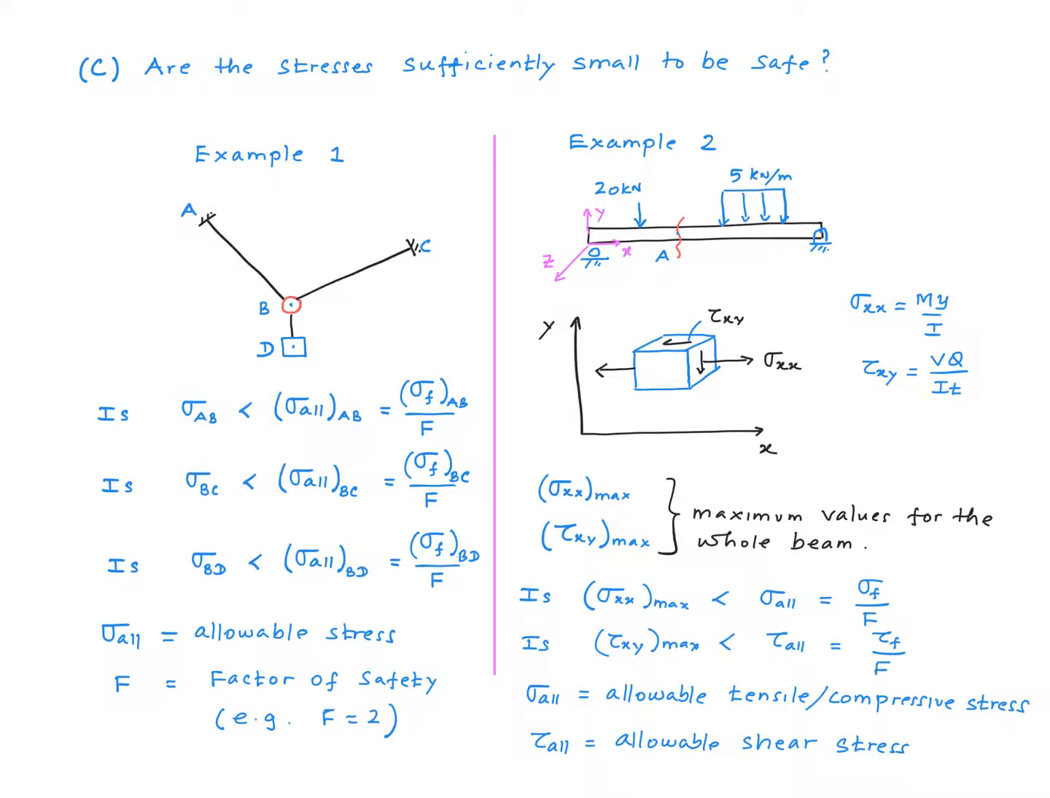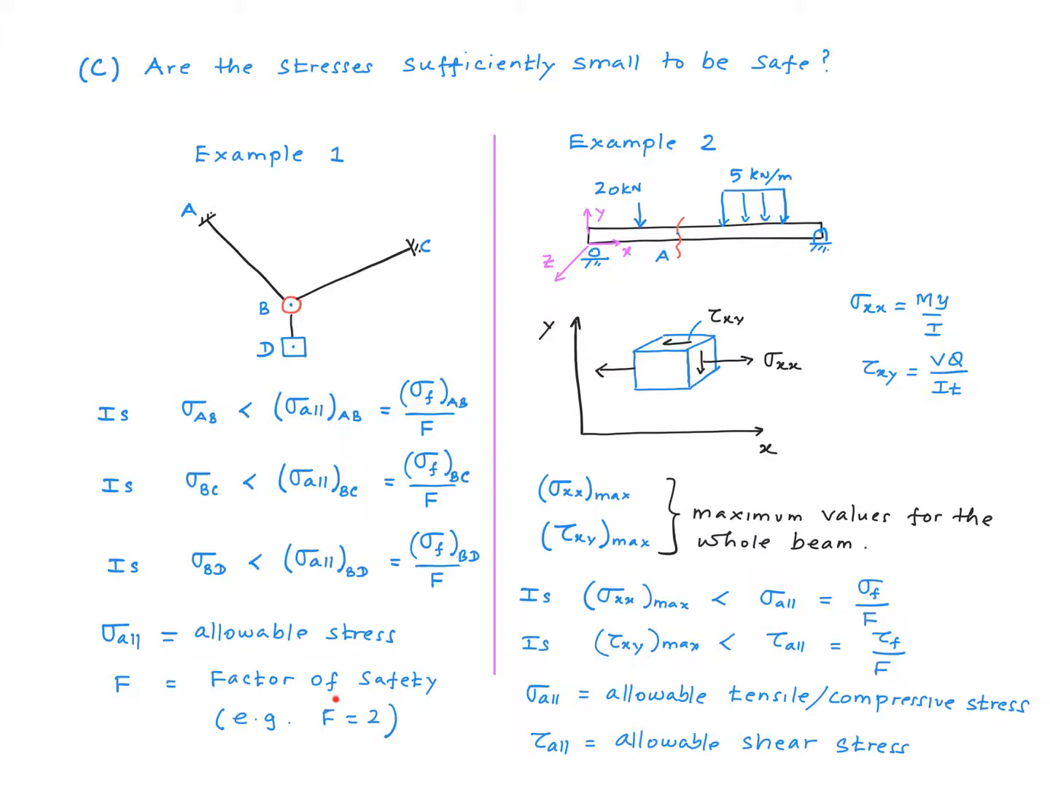The final step of the design process would be to see if the stresses we have calculated are sufficiently small to be safe. To do that, this is what we do. Now remember, the material testing gives you the failure stress. But to account for all kinds of uncertainties that you normally have, we define what we call allowable stress by reducing the failure stress by a factor called the factor of safety. For example, in example 1, the allowable stress of this member right here, AB, would be the failure stress of that member divided by a factor of safety.